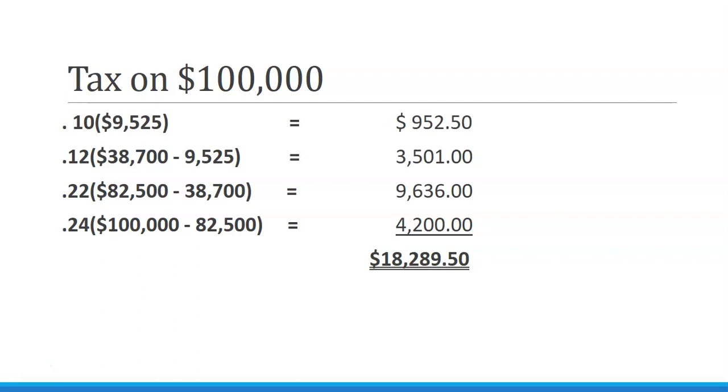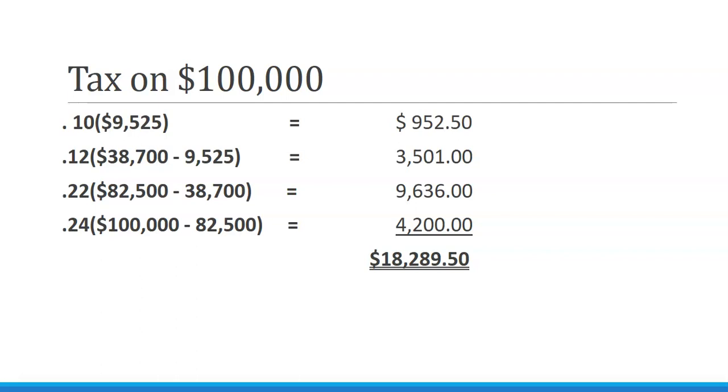Then the next range is income from $9,525 to $38,700. On that range of income, we pay a 12% tax rate. The next range of income, we pay a 22% tax rate. And the last range of income, we pay a 24% tax rate. There are additional ranges up to $500,000 and then a flat rate for everything over $500,000.